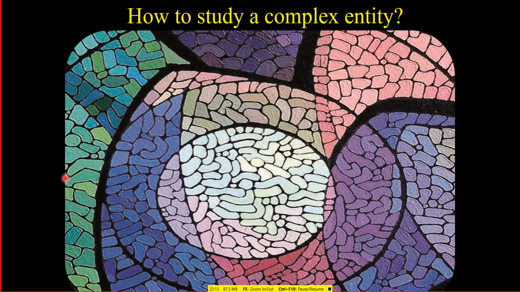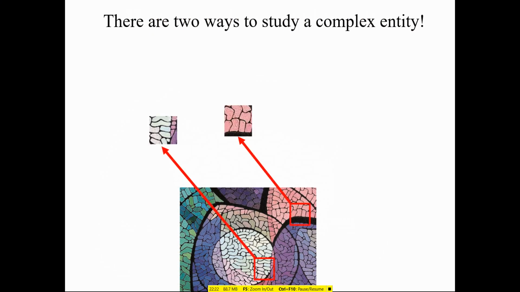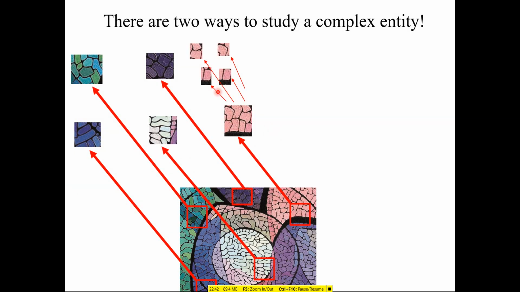So how can I study complex entities like this? In the history of science, there have been two approaches for doing this. One is that I look at this whole thing. Well, it's too complex to study, so I break it into smaller parts, like this part and this part and this part. Those smaller parts are less complex, so they are more amenable to study. I can even break these smaller parts into even smaller parts. So I continue breaking it down until I reach a level of simplicity as opposed to complexity, which is easy for me to understand and study.